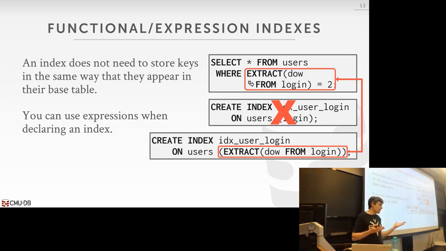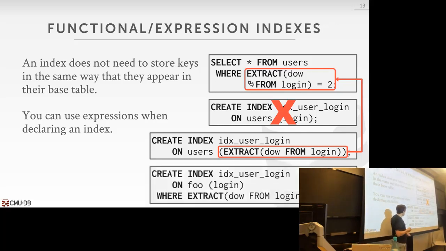What's another way we could speed this query up that we've already shown before? The partial index way. Instead of creating an index for the extracted day of week, I just use that as my where clause to say put in only the elements where the extract value produces 2.